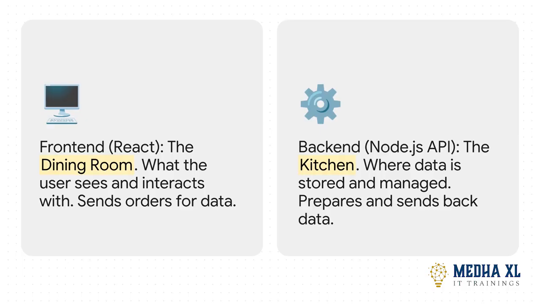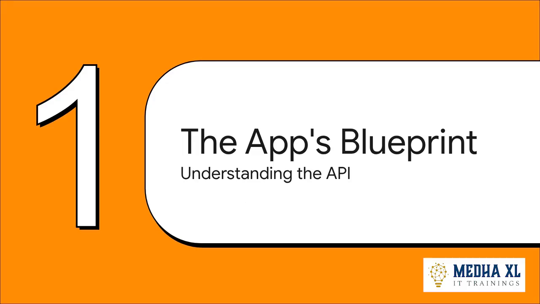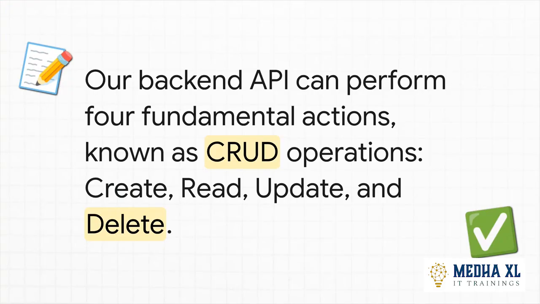Right, so before we start setting up tables and chairs in our dining room, we've got to know what the kitchen's actually serving, right? We need to check out the menu that our backend API provides. And it turns out, our kitchen is set up to handle 4 basic types of orders. In the dev world, we call these CRUD operations. It stands for create, read, update, and delete. And honestly, these 4 actions are the foundation for pretty much any app you can think of.